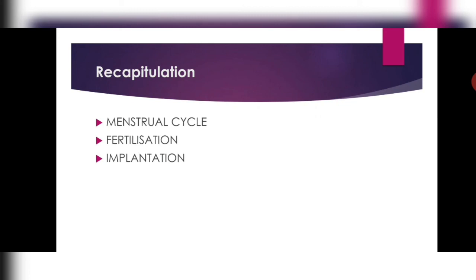So let us recapitulate quickly what we have learnt in this class. We have learnt about menstrual cycle, how it occurs in a period of about 28 to 29 days, and what are the different phases of menstrual cycle. Then we discussed fertilization, which is nothing but the fusion of male and female gamete in order to form a diploid zygote. Then we studied about implantation, which is the embedding or fixing of an embryo into the endometrial lining.